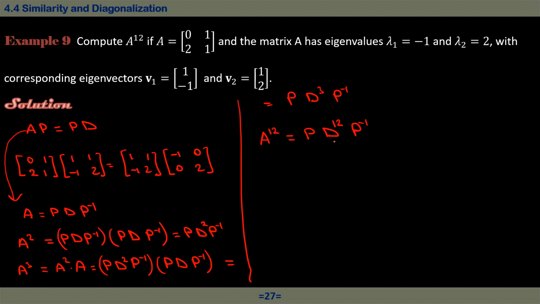Okay. So what is the inverse of P? I should just know this inverse of P, right? And after, we can calculate this diagonal matrix. So let me just evaluate here.